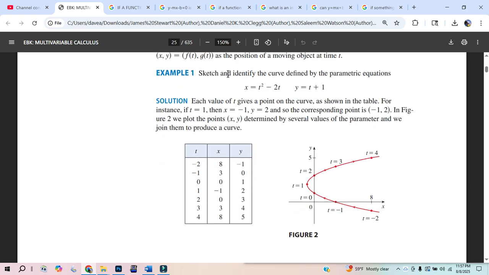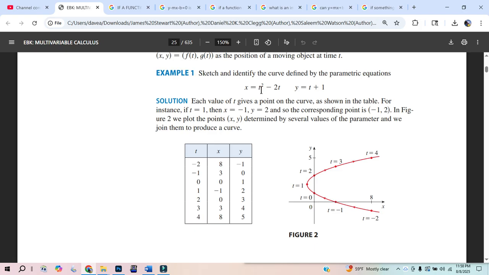Example 1. Sketch and identify the curve defined by the parametric equation. Anytime I see an equation, I like to just throw in 0. So I'm going to throw in t is equal to 0. Again, it doesn't have to represent time, but let's make it. So 0 minus 0 is 0. Then I'm going to throw in 1. When t is 1, I'm going to have 1 minus 2, so I'm going to have a negative 1.